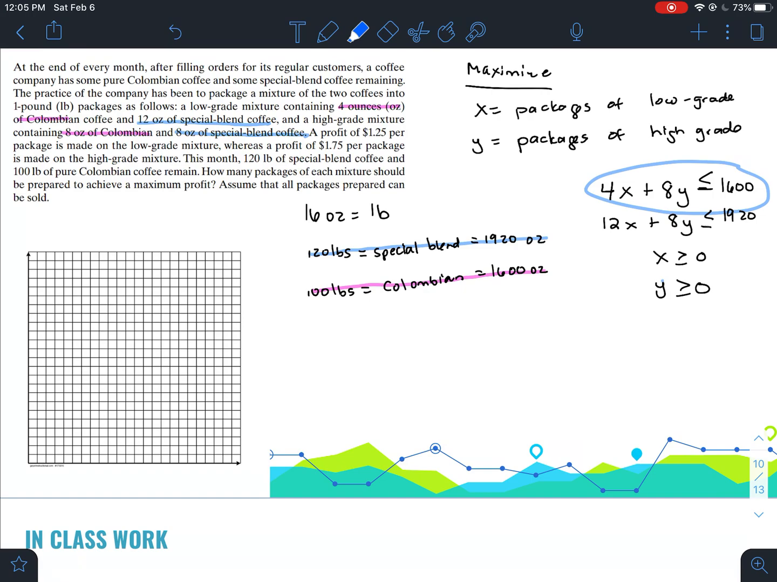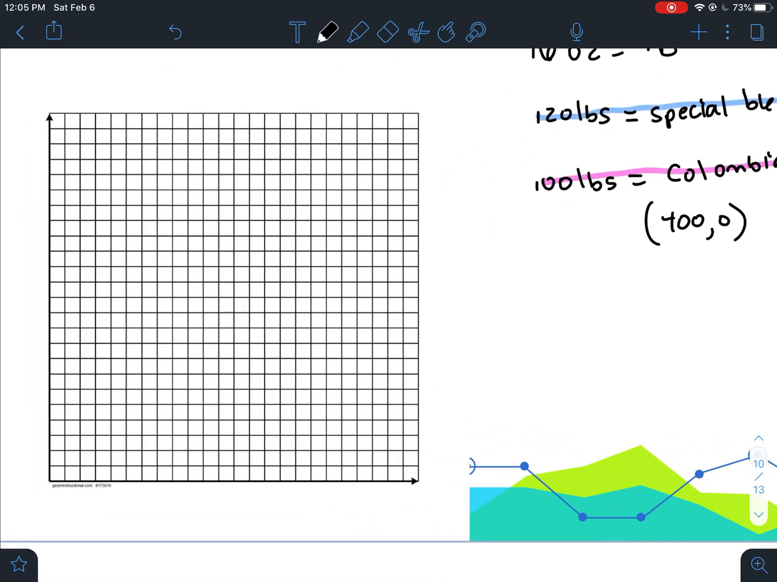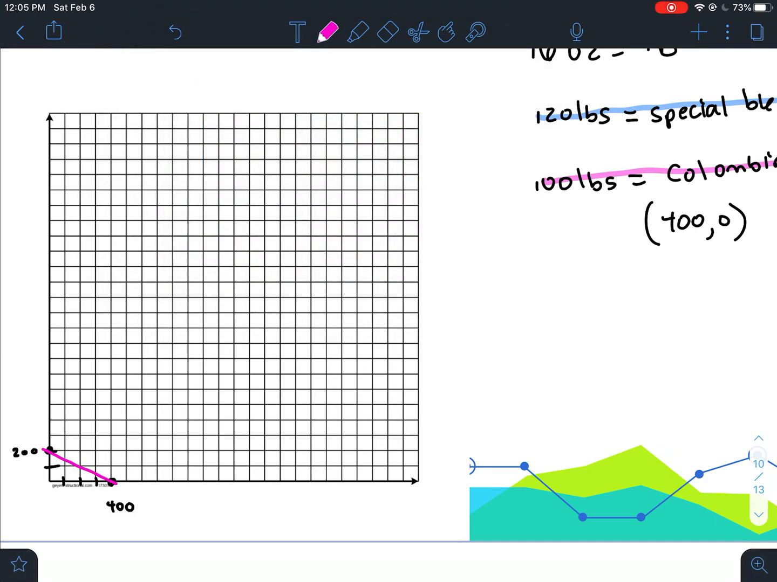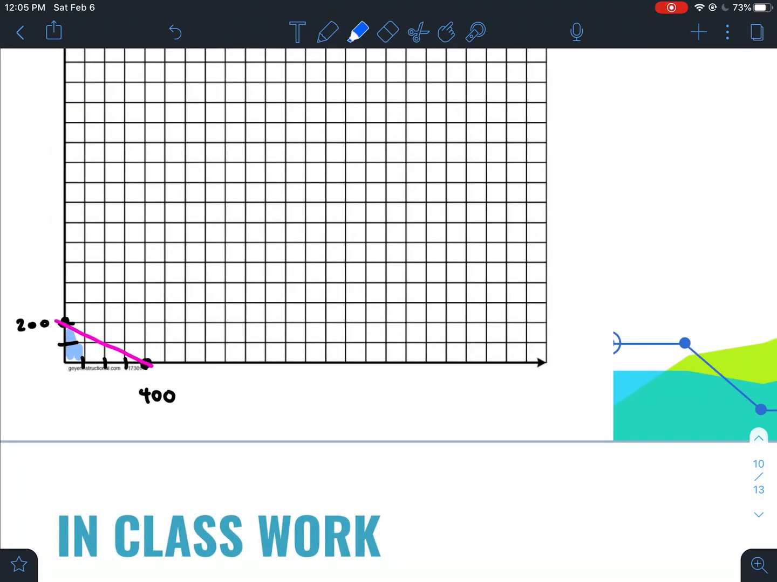So 4x plus 8y is less than or equal to 1,600. I'm going to graph that using intercepts. So I would have 400, 0 would be one of the intercepts, and then 0, 200 would be my other intercept. So we're going to go by 100. So 100, 200, 300, 400. That would be my x-intercept. Then 100, 200. That would be my y-intercept. And then we are going to make a straight line. And I know that I want it to be less than that, so I'm going to shade below that.